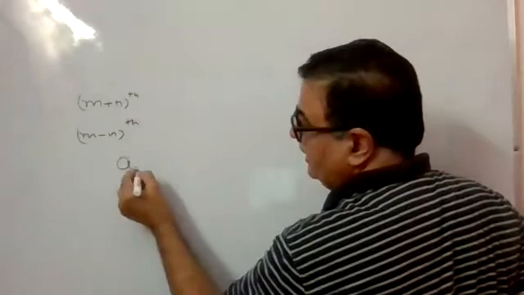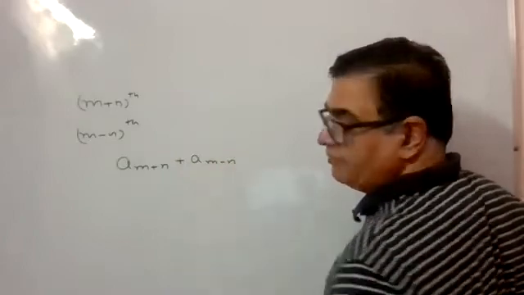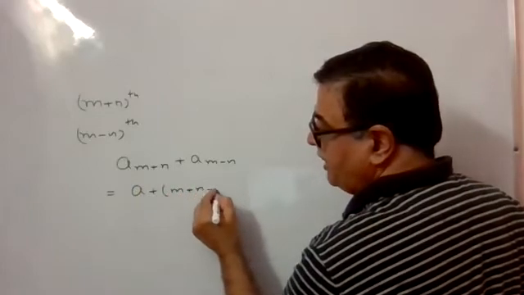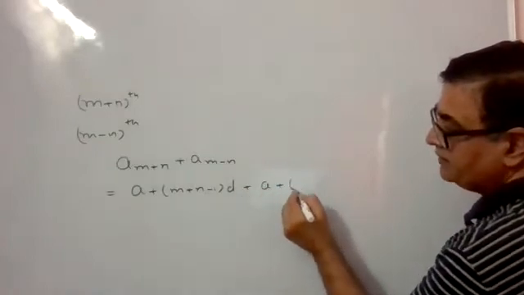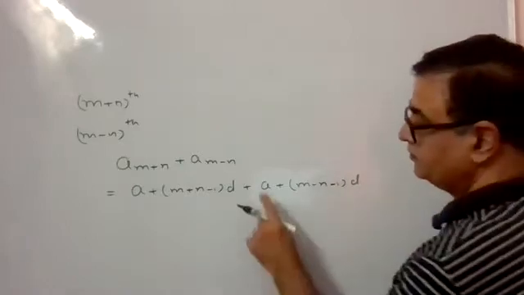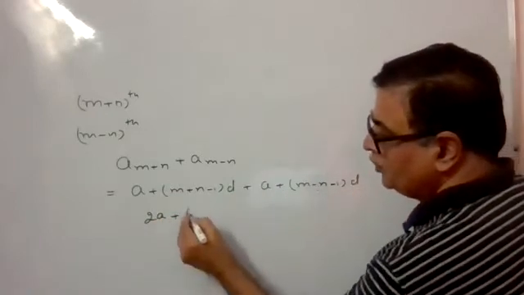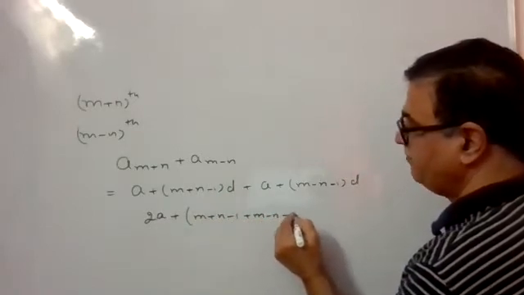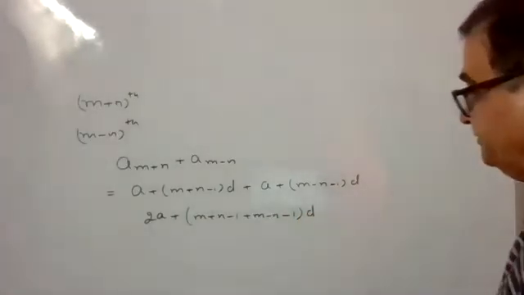So we have the m plus nth term, and we want to add the m minus nth term. What will this term be? This will be a plus m plus n minus 1 into d. This comes out to be a plus m minus n minus 1 into d. A and a will come out to be 2a, and d will be common in the two, so I get m plus n minus 1 plus m minus n minus 1 into d. I have taken d common.